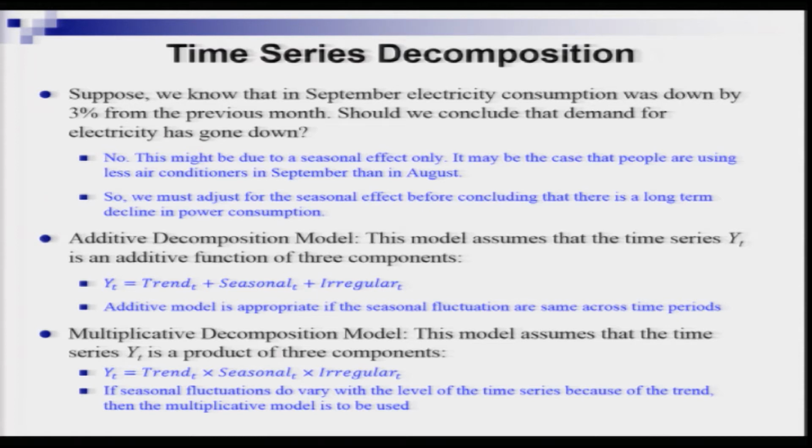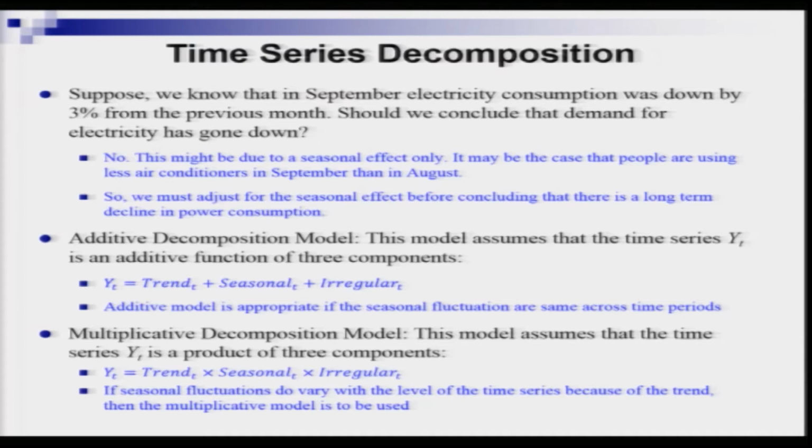So, in a nutshell, what is the learning? We must adjust for the seasonal effect before concluding that there is a long term decline in power consumption in the area. Statistical theory tells us that there are two types of decomposition of a time series variable available, and these two different decomposition models are known as the additive decomposition model and the multiplicative decomposition model. In the additive decomposition model, the model assumes that the time series variable y t is an additive function of three components. These three components are trend, seasonal and irregular.